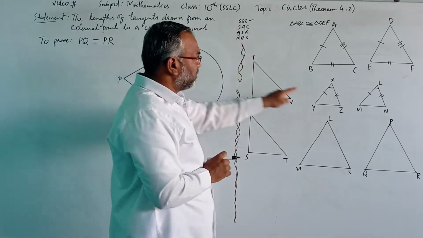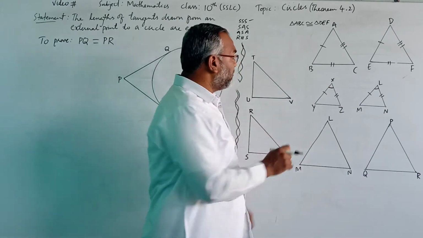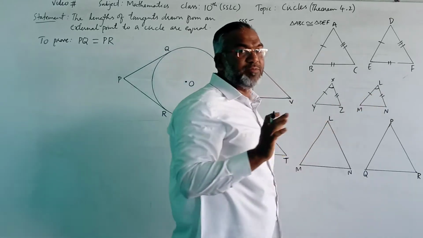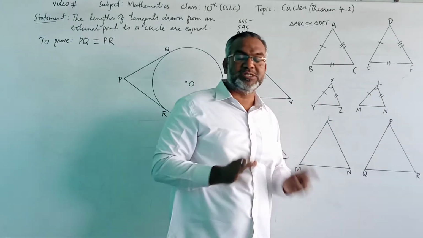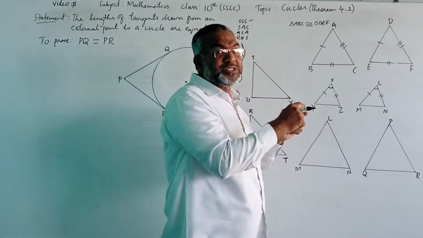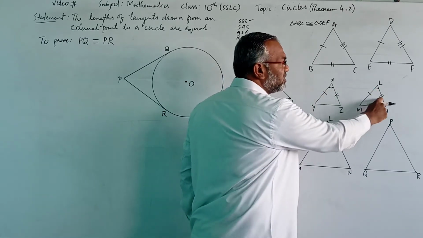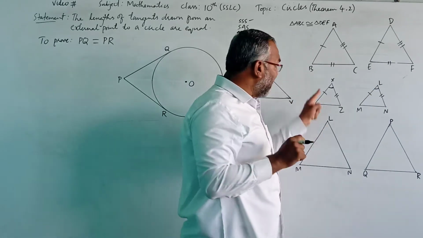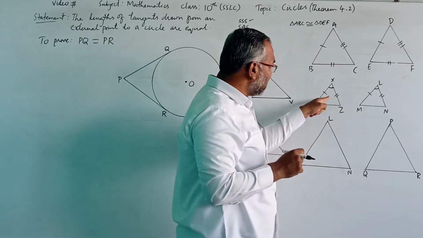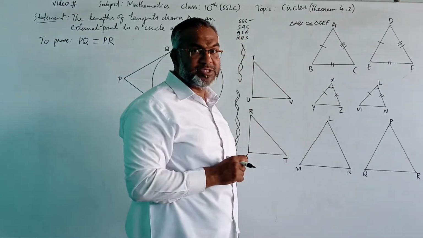If these two sides and the angle between them are equal, if this angle is equal to this angle, not this, then they will not be congruent. We cannot say. But if two sides and the angle coming between the two sides are equal, this angle is coming between these two sides, and this angle is coming between these two sides, if two corresponding sides are equal and the angle between them are equal, then we can say that these two triangles are congruent. Side, angle, side postulate, right?